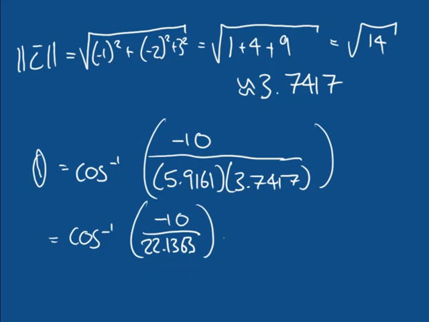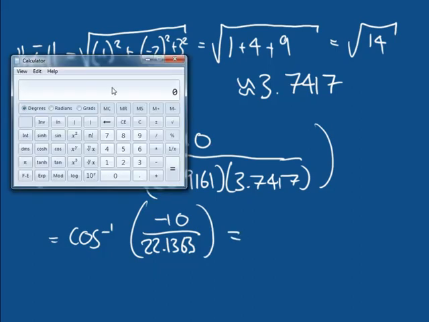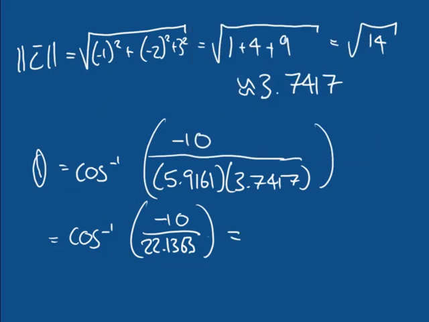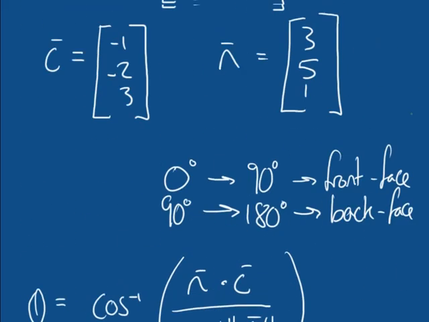So 22.1363, which we can then work that out. We're going to take minus 10 and divide that by 22.1363. That is equal to a negative 0.4517 and so on. We're going to take the inverse cosine, and we can see that our angle is approximately 117 degrees. So theta is approximately 117 degrees. So what is this telling us?